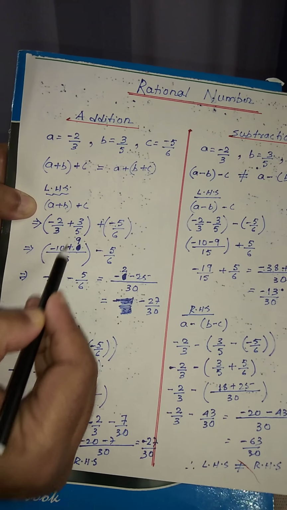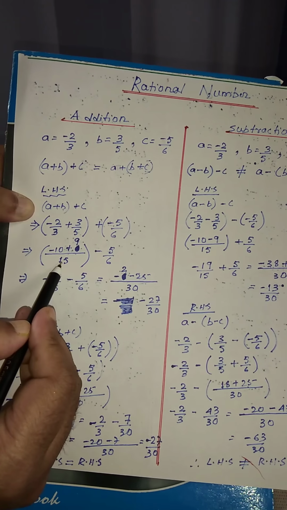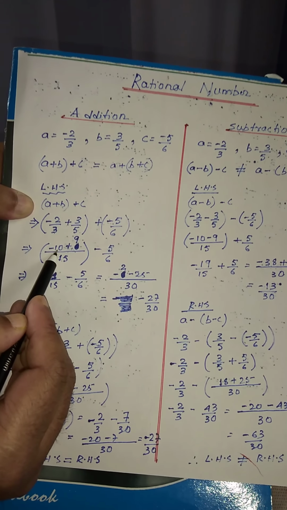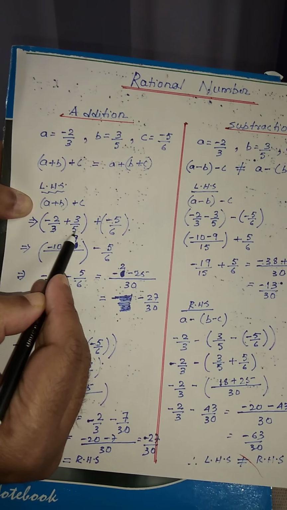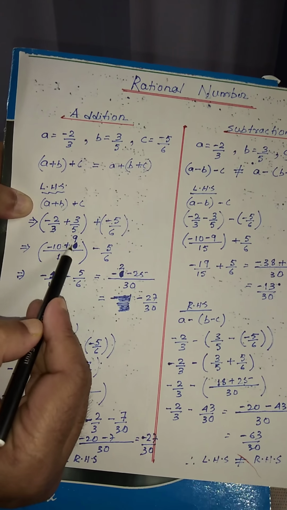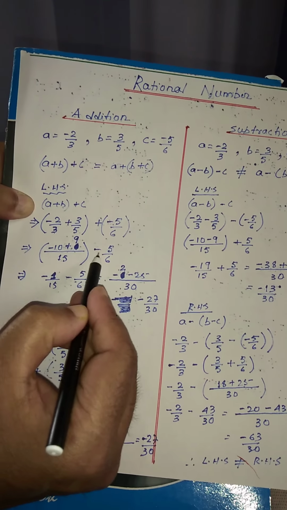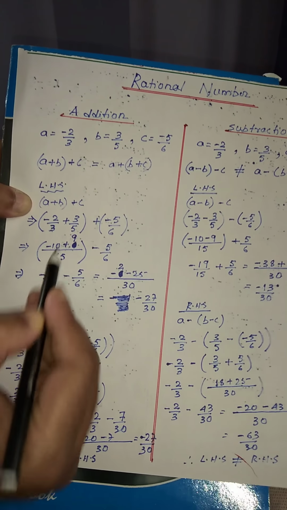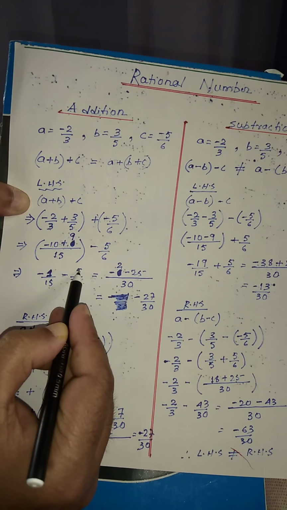The LCM of 3 and 5 is 15. If we divide 15 by 3, the answer is 5. So 5 into 2 is minus 10. Plus, if we divide 15 by 5, what is the answer? 3. So 3 threes are 9. Then outside the bracket what I have written? Minus 5 by 6. If you solve this, minus 10 plus 9 is what? Minus 1 by 15 minus 5 by 6.